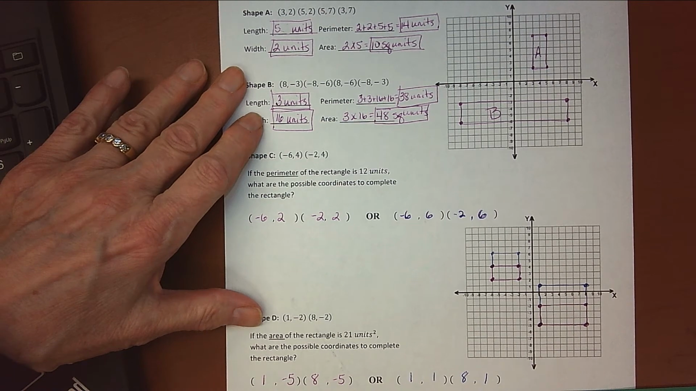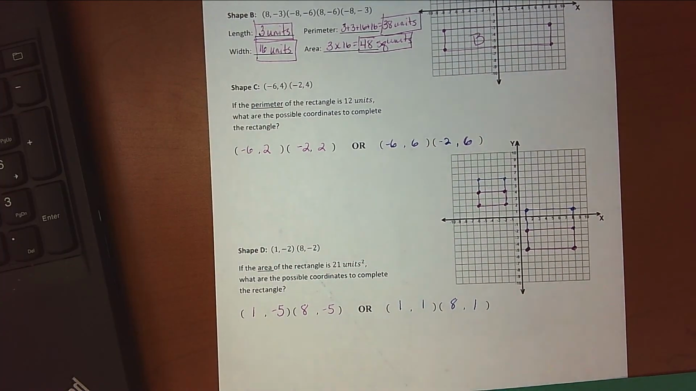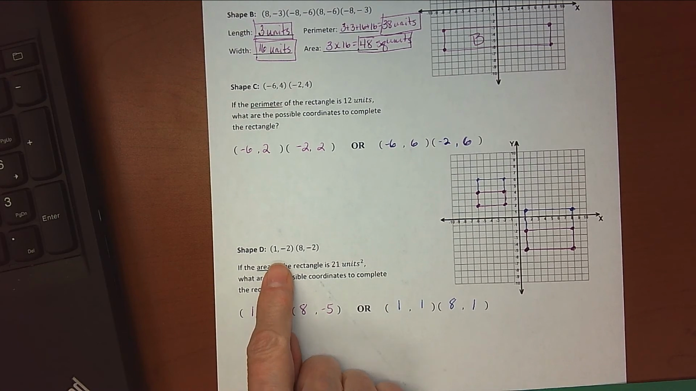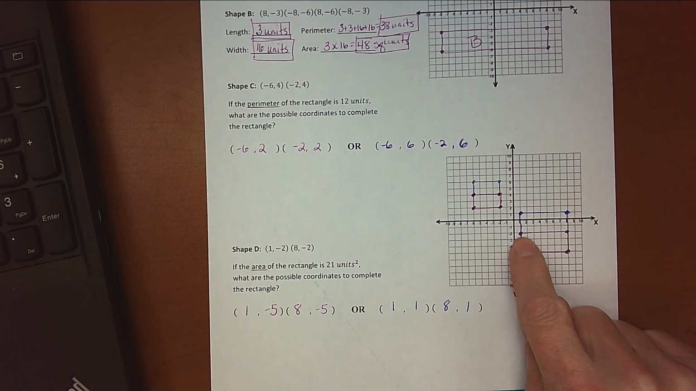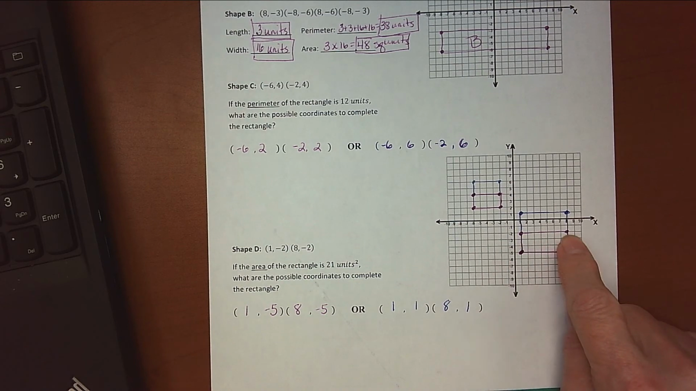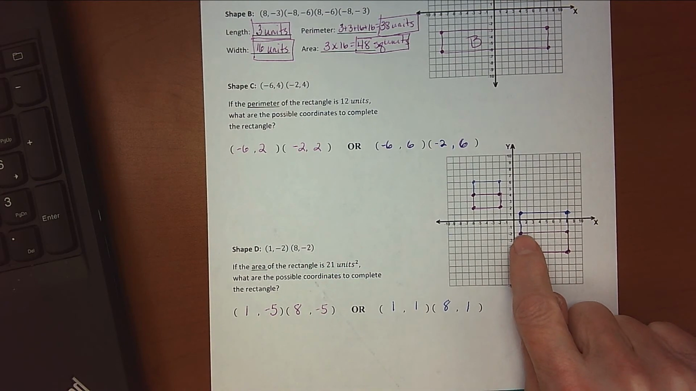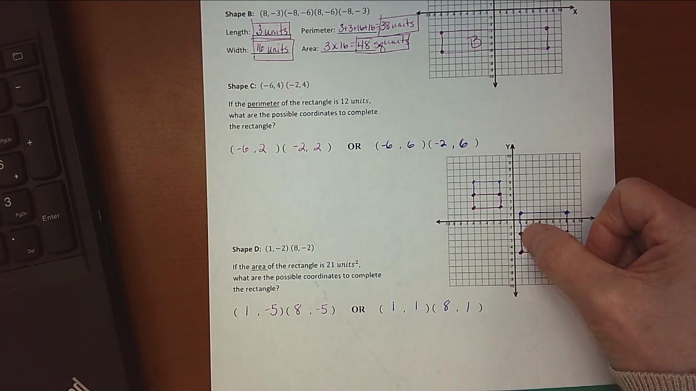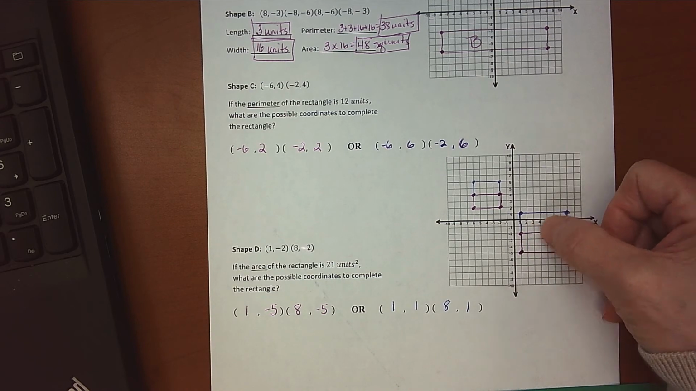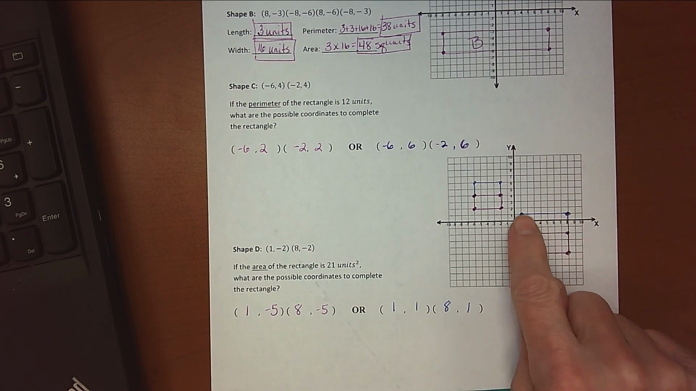My last one here, I graphed these 2 points, (1, -2) and (8, -2). So (1, -2) here, and (8, -2) here. And then I knew that I needed an area of 21 units. So this line was 7 units long, which meant that I needed a width here of 3 units. And so I could go down 3 to give me this line, or up 3 to give me this line.